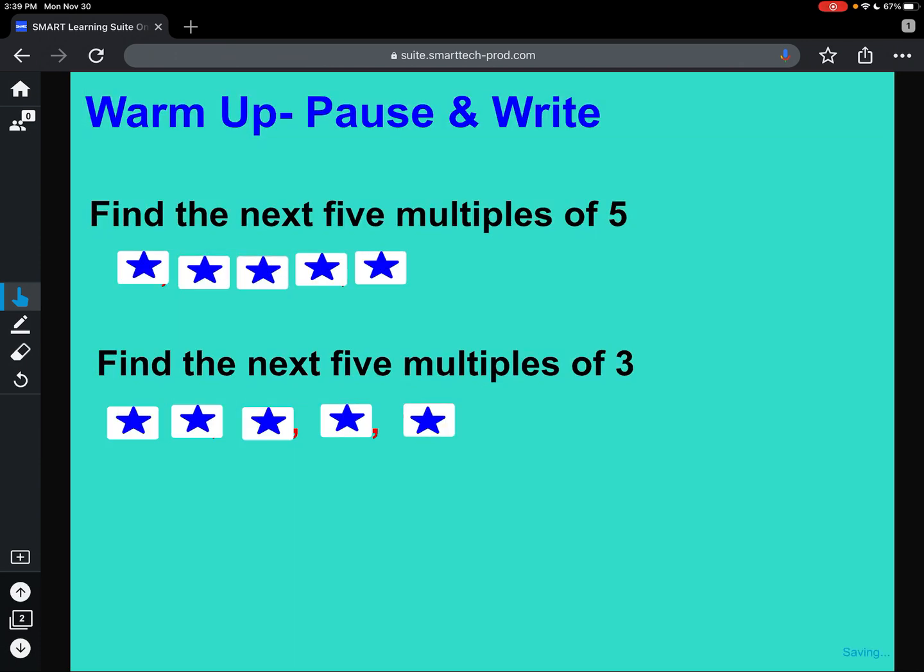For our warm-up today, you're going to find the next 5 multiples of the numbers 5 and 3. Remember, the first multiple of 5 is 5 times 1, which is 5. The second multiple of 5 is 5 times 2, which is 10. Your job is to find the next 5 multiples of the numbers 5 and 3. Pause your video and do that now.